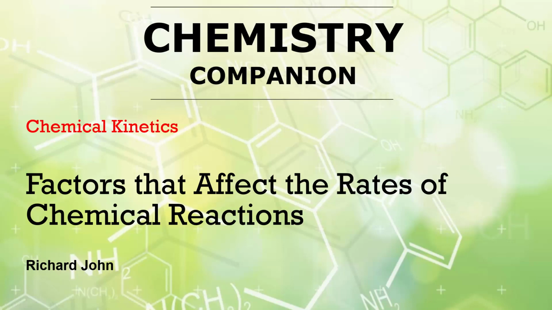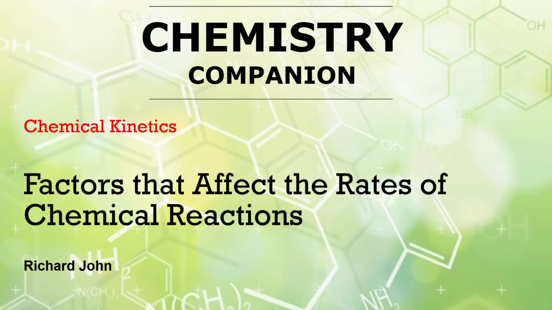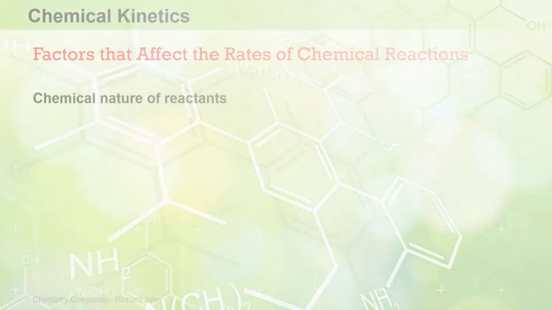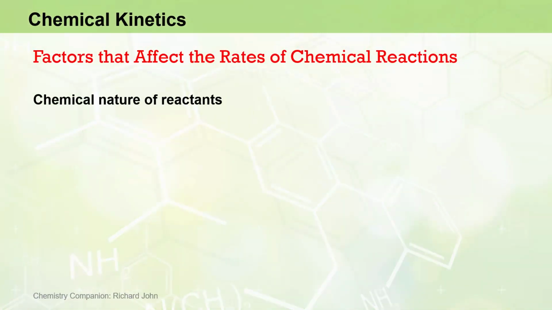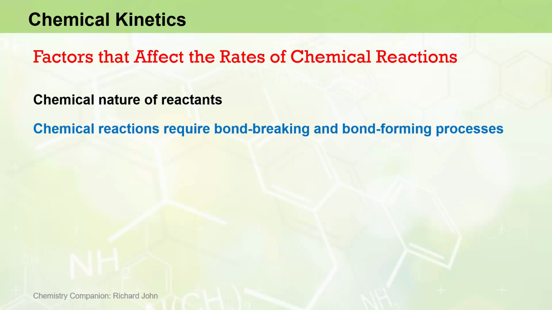In this video, we look at some of the theoretical considerations and practical experimental factors that we can use to control or affect the rates of chemical reactions. The fundamental underlying differences in the rate of reaction for different chemical processes lie in the chemical nature of the reactants themselves. During chemical reactions, bonds are typically broken and new bonds are formed.